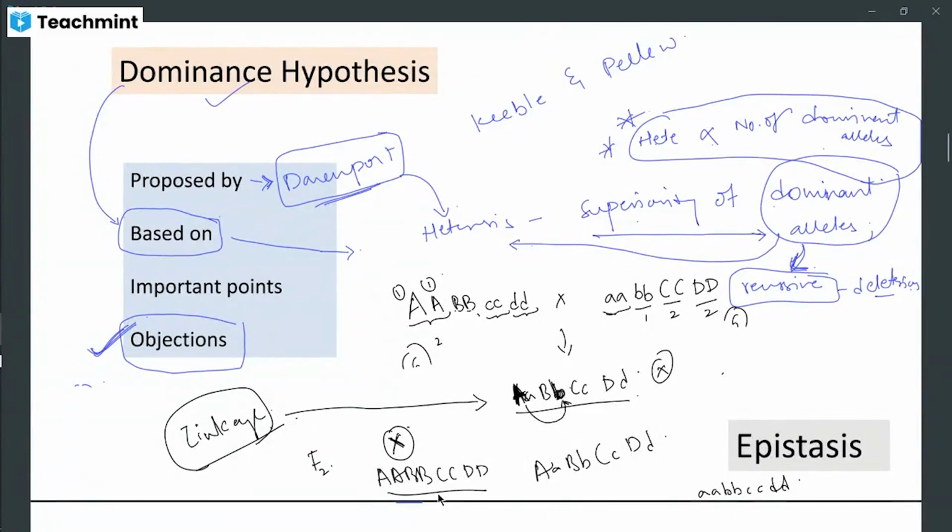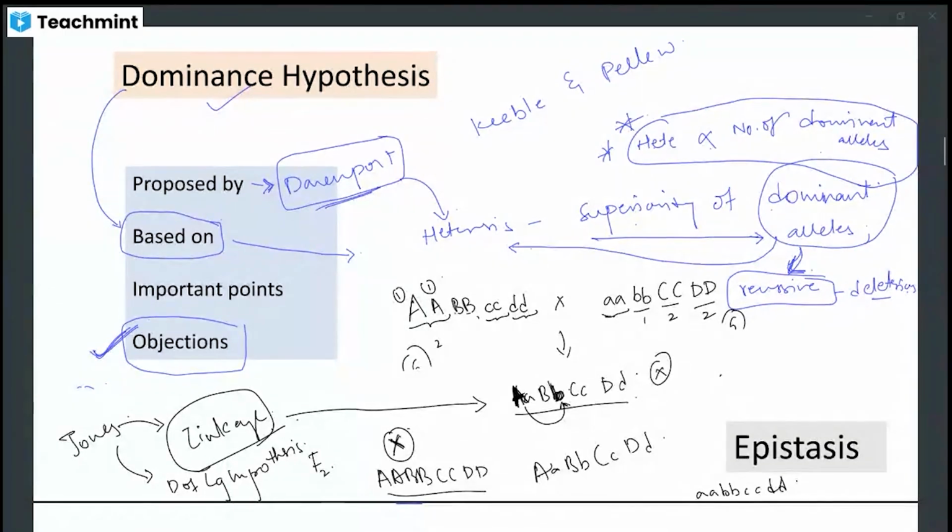Some claimed it as an objection, and to this objection, Jones was the scientist who said that this is not possible because of linkage, and he gave the concept of the dominance of linked gene hypothesis. So is it okay now? Right? Is it okay?